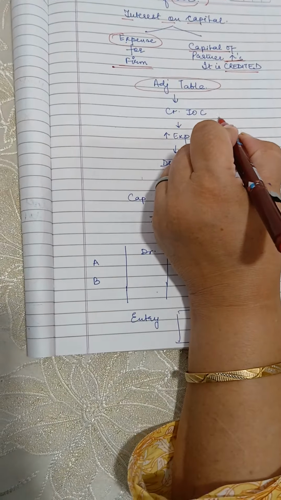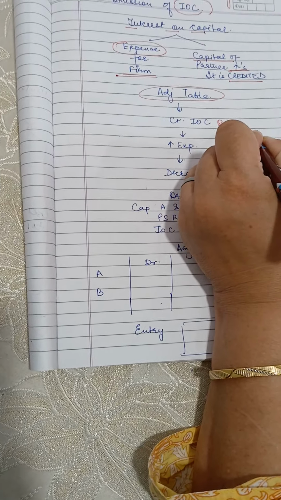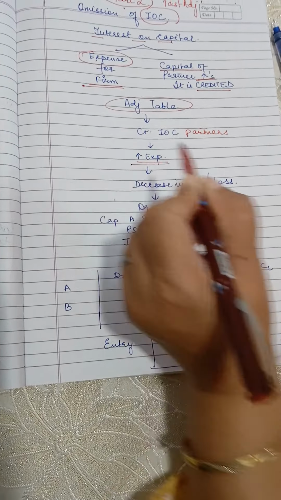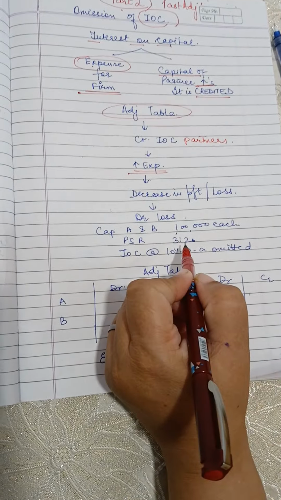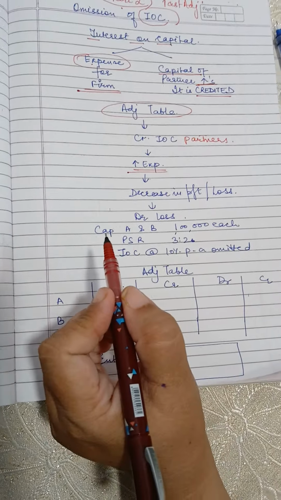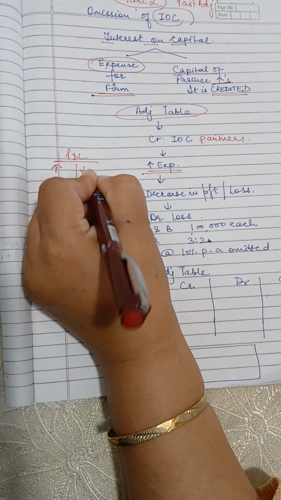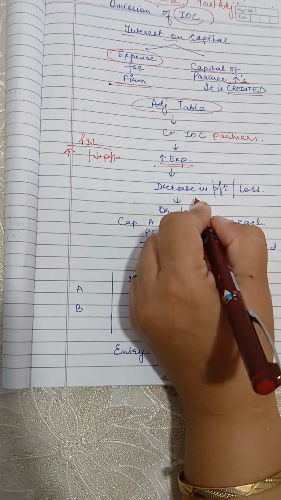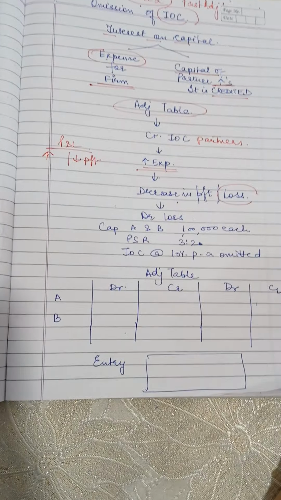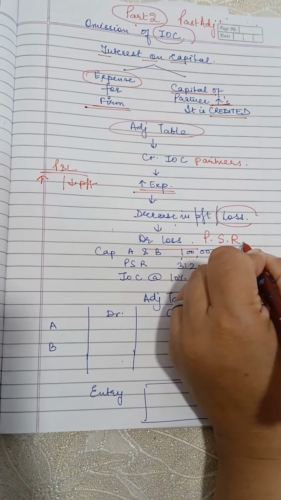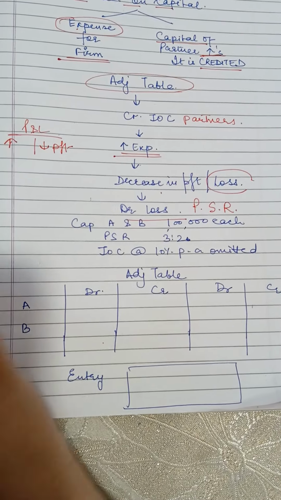When we credit IOC to partners, that means the firm is increasing its expense, and the partner is getting credited with that. If we see the P&L account, an increase in expense will decrease profit. So there is a decrease in profit or a loss. This loss has to be shared in PSR, that is the profit sharing ratio of the partners.